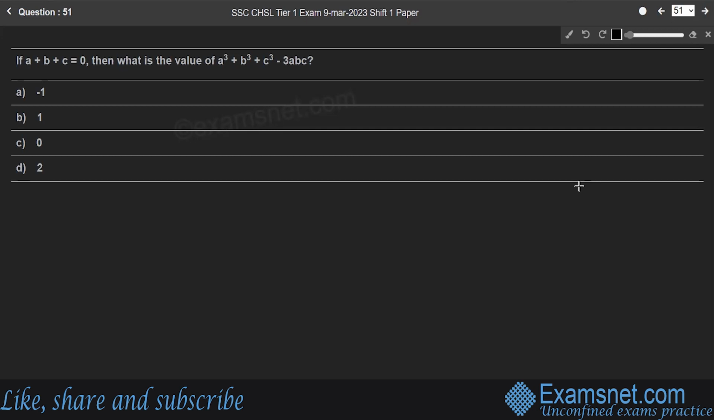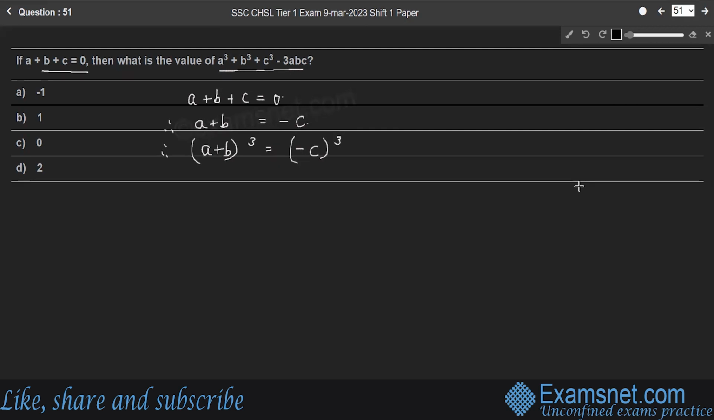Question 51. If a plus b plus c is equal to 0, then what is the value of a cube plus b cube plus c cube minus 3abc? So let us consider a plus b plus c is equal to 0. Therefore, a plus b will be equal to minus c. We'll consider (a plus b) whole cube. (a plus b) whole cube is equal to (minus c) the whole cube.